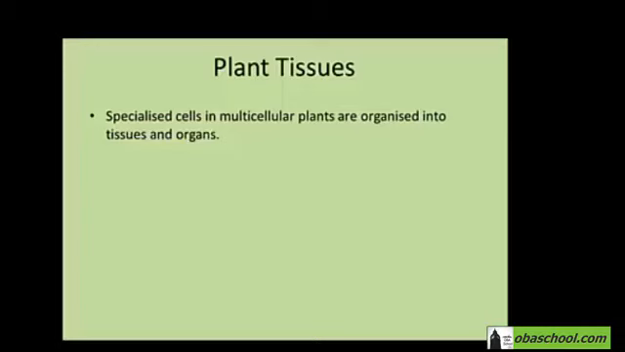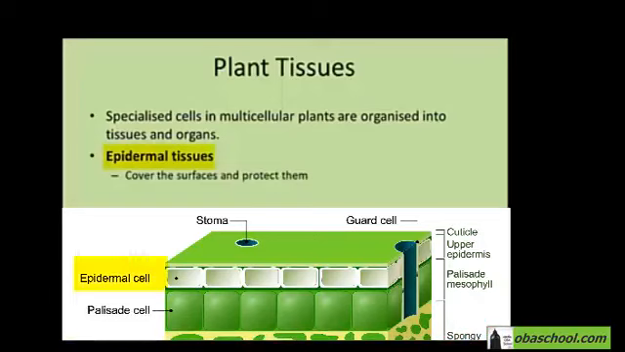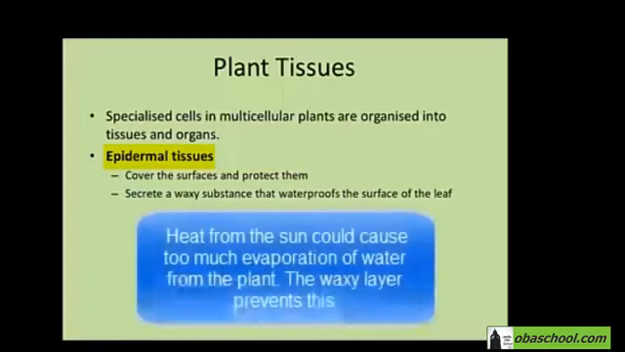The first important plant tissue is the epidermal tissues. Epidermal tissues cover the surfaces and protect them. They contain a waxy substance that waterproofs the surface of the leaf. For example, the sun or the heat from the sun could cause the plant to evaporate or transpire a lot and lose much water. So this waxy layer prevents this.